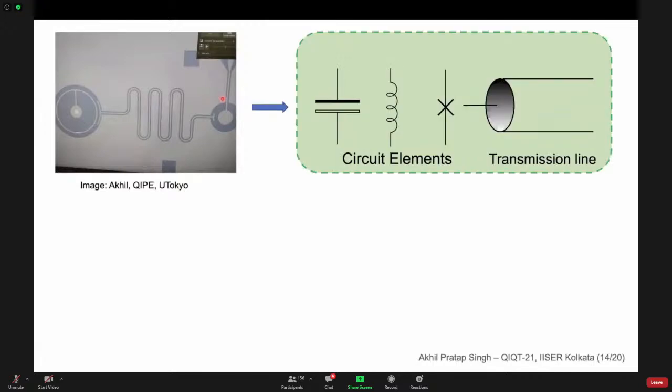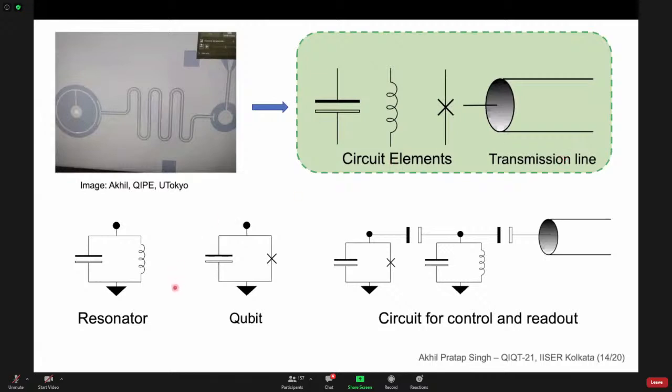So what are the key circuit elements to construct a qubit and resonator, or how to construct superconducting qubits? First is the capacitor, then you have the inductor, and then the non-linear inductor or Josephson junction, and then you have the transmission line through which you put your microwave drive in order to know the state of the qubit and also control it.